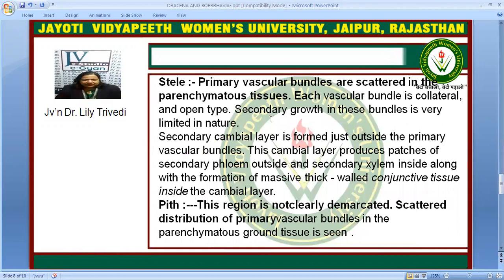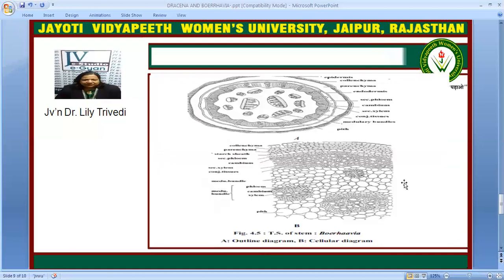So the secondary growth in this bundle is very limited. A secondary cambial layer is formed just outside the primary vascular bundle. Now this cambial layer produces patches of secondary phloem on the outside and secondary xylem on the inside, along with the formation of a massive thick-walled conjunctive tissue. So this is a very anomalous feature of Boerhaavia stem. The pith region is not clearly demarcated, and scattered distribution of the primary vascular bundle is seen here.